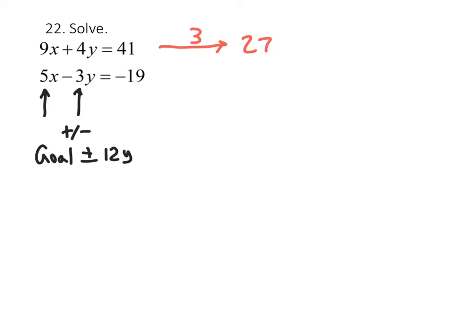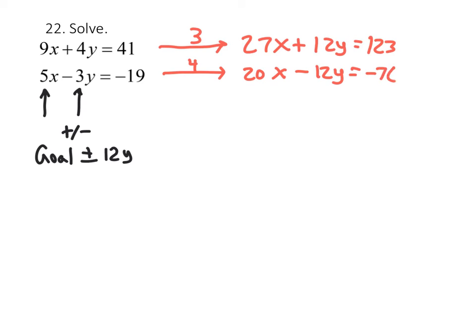9x times 3 is 27x, plus 4y times 3, that's 12y, equals 41 times 3, or 123. I can get negative 12y by multiplying the second equation by 4. 5x times 4 is 20x. Negative 3y times 4, that's negative 12y, equals negative 19 times 4, or negative 76. Now we can add these two equations together. The y terms will cancel, and we're left with 47x equals 47.